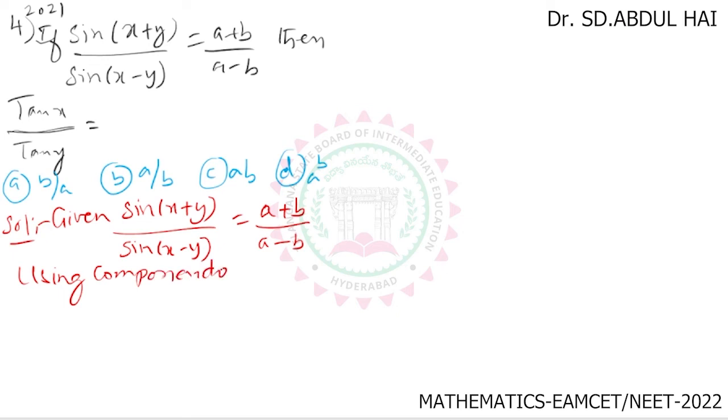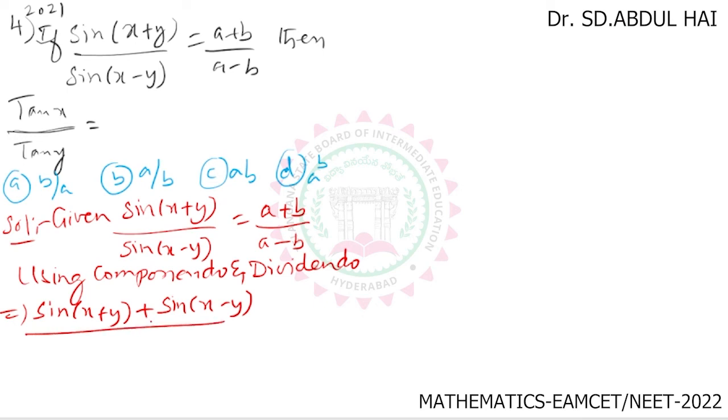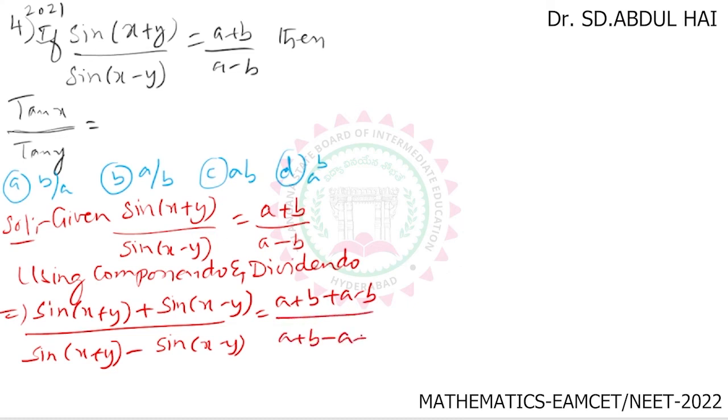So using componendo and dividendo. What is componendo and dividendo? If a by b is equal to c by d, then (a plus b) by (a minus b) is equal to (c plus d) by (c minus d). Okay, so this is my a, this is b, c and d. So sin of (x plus y) plus sin of (x minus y), divided by sin of (x plus y) minus sin of (x minus y), is equal to (c plus d) by (c minus d).